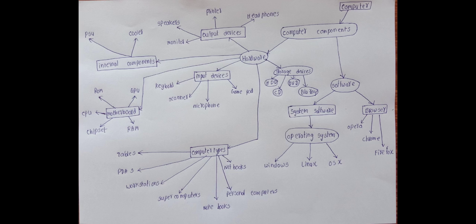And coming to internal components, there are two types of internal components. The first one is PSU and the second one is cooler. PSU, the full form of PSU is power supply unit, which converts the AC voltage from the plug to DC power, which is supplied to the system. And the cooler is the one which cools the system when it gets hot.